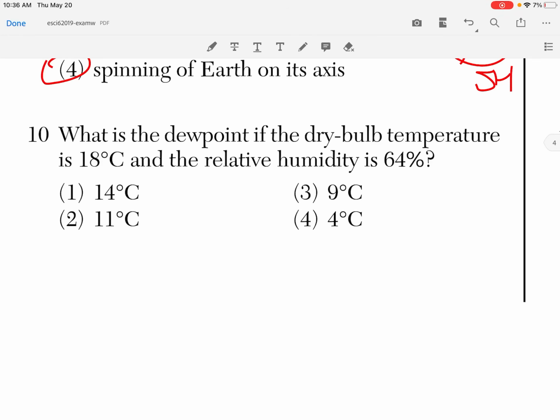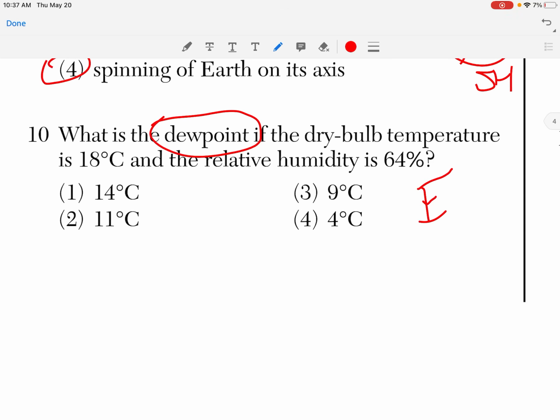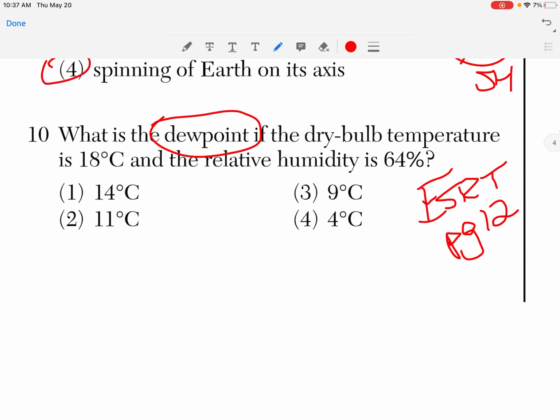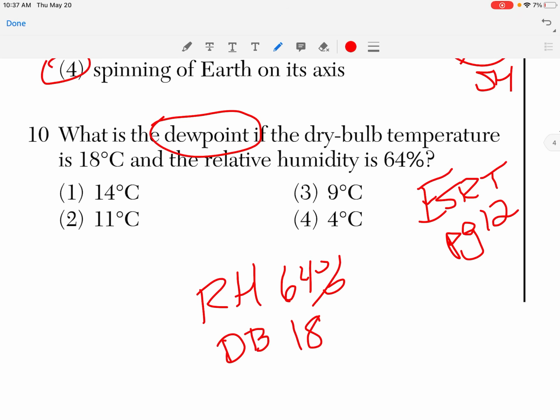All right, question number 10. The question is asking for the dew point. What is the dew point if the dry bulb temperature is 18 and the relative humidity is 64%? This is a little bit of a tricky question, but it is a reference table page 12 question. Before I go there, we have 2 numbers that we're working with: the RH value of 64%, relative humidity, and a dry bulb temperature, dB, of 18. So just remember those 2 numbers, relative humidity 64, dry bulb 18.